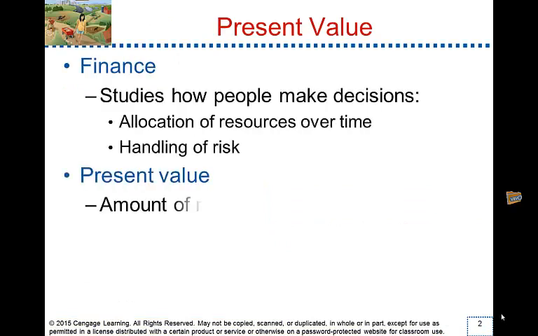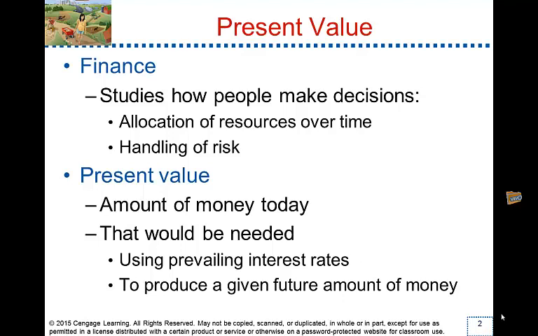So the first bit relates to what we call present value, and this is a really important concept in finance. It studies how people make decisions, the allocation of resources over time, and the handling of risk. Basically, that's what the chapter is all about. But this concept of present value is used throughout a lot of finance. What it relates to is basically how much future streams of income or payments that are going to be made in the future are worth today. And of course, if you kept money today into the future, it would be worth the same amount if you just stuffed it under your mattress.